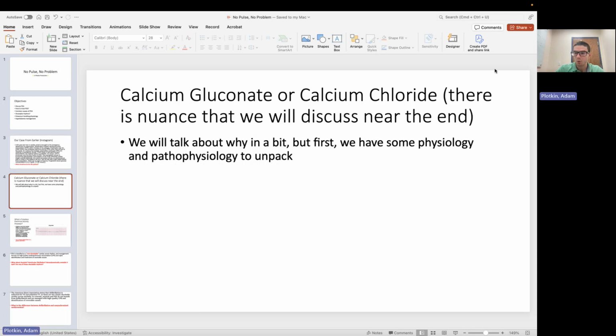So in this one, we would give some form of IV calcium, right? So it's going to be calcium gluconate or calcium chloride. There is nuance here, and we're going to discuss that nuance near the end. Before I explain why calcium chloride or calcium gluconate in this patient, we've got to talk about some physiology and pathophysiology first, so we fully understand what's going on in this case, so we can come into this answer having a great background of information, so then the answer makes sense.